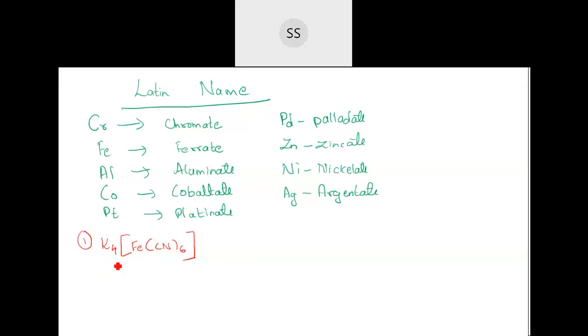So first you have to give the name for the metal which is present outside, and it's potassium. You will just write the name, starting with the small letter itself. After you write the name of this counter ion, leave a little space. Then you go to the complex part. Inside that, first you have to name the ligand. You can see here 6 CN groups are there, so it is called hexa, and since it is CN group, it is cyanido.